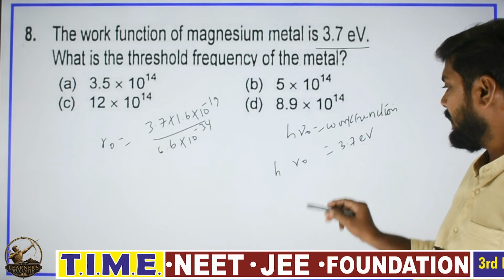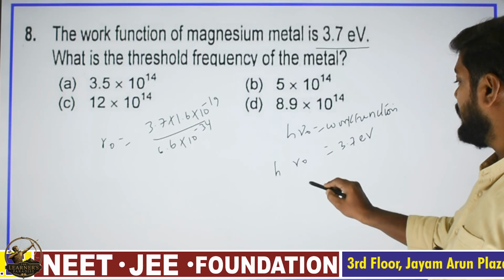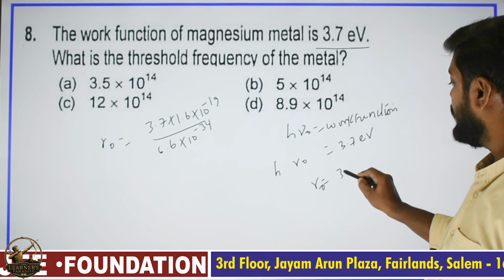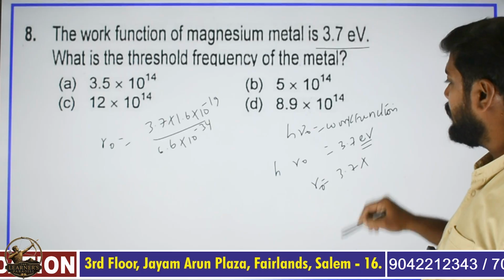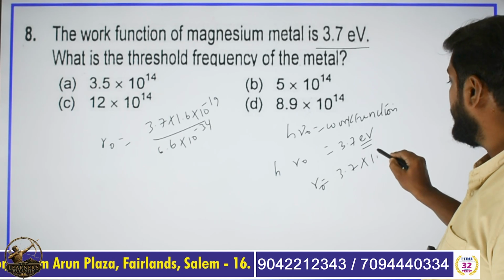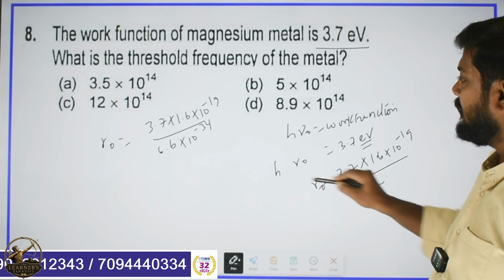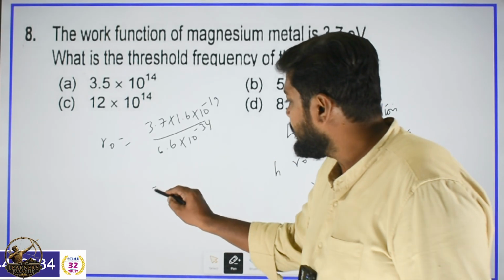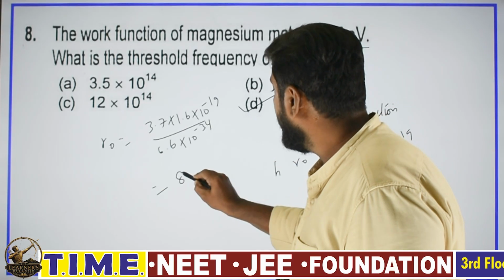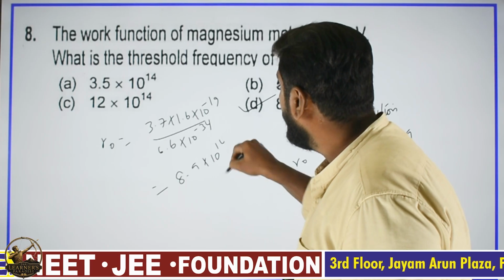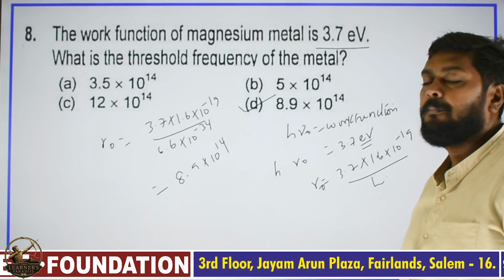So just simply, what I have done is I have kept nu naught here and brought h here. So nu naught is equal to 3.7, which is in electron volts, and I normally convert this, so 1.6 into 10 to the power minus 19 divided by h, that is what I have done there. So by solving this, I will be getting 8.9 into 10 to the power 14. So that is your option D.